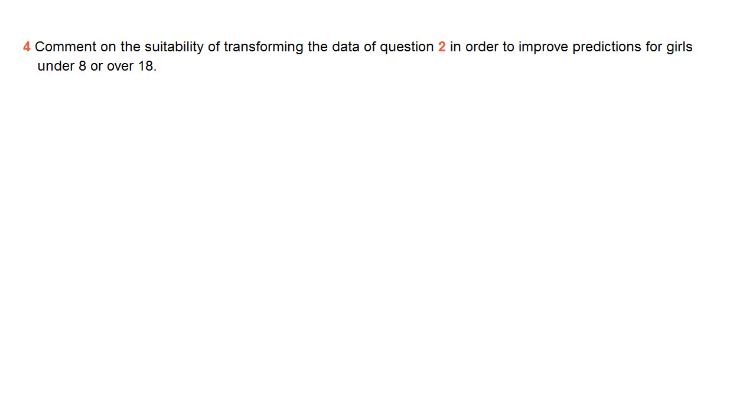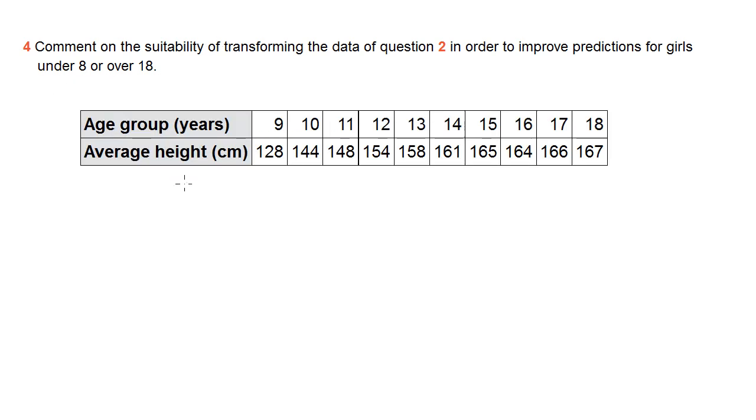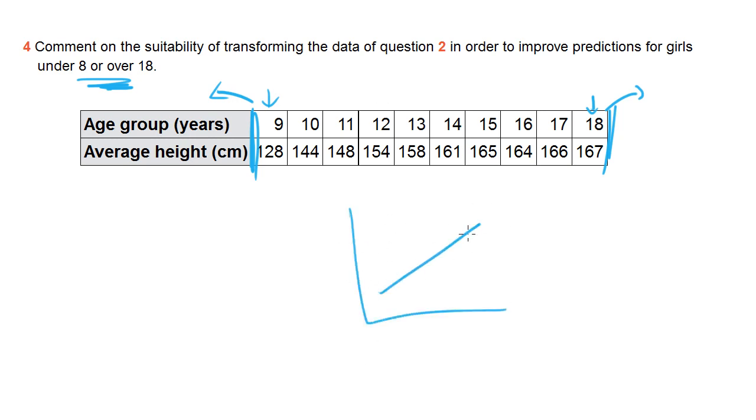Question 4 from that exercise followed on, and it said, comment on the suitability of transforming the data in question 2 in order to improve predictions for girls under 8 or over 18. So there's that table again. And if you notice, our first point was 9, our last point was 18. So they're talking about extrapolating data either side of that. So within this range from 9 to 18, we did find a good trend. We found a regression analysis. We found something that we could use to predict data within that span, within that range. Looking at things either side of that could be quite different.